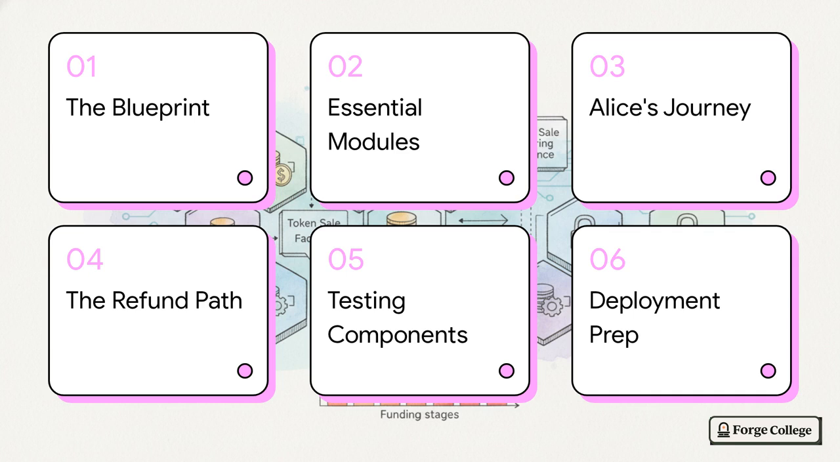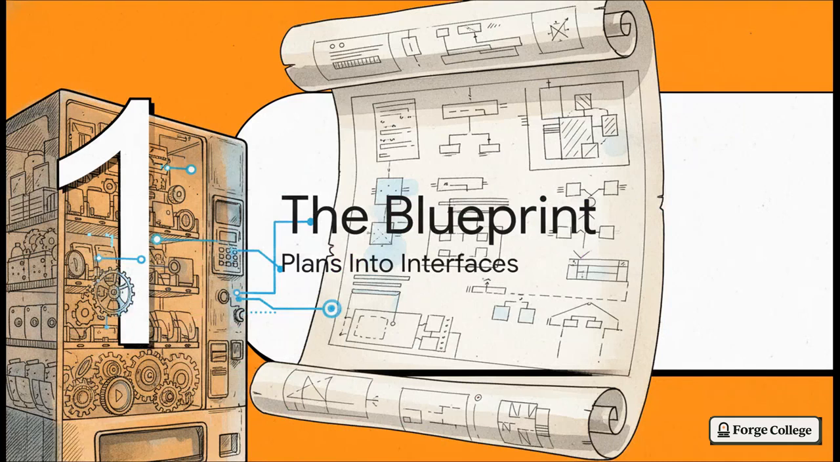Here's our engineering schematic for today's explainer. We are going to quickly look at the blueprint, build out our essential modules, follow a user named Alice on her journey, map out the refund path, tackle testing components, and finally wrap it all up with deployment prep. All right, kicking things off with Section 1, the blueprint, turning plans into interfaces.